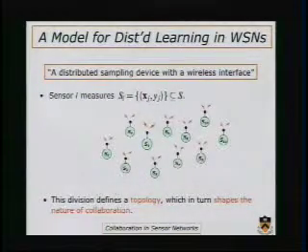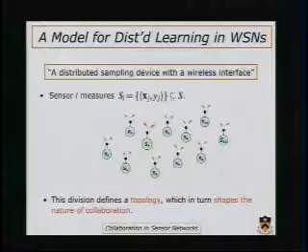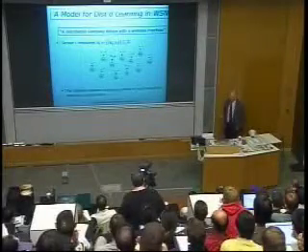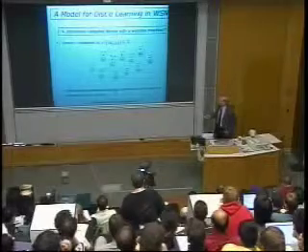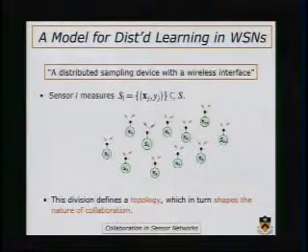Okay, so what does this have to do with sensor networks? Well, let's think about a situation where we have a sensor network, which we can think of as a distributed sampling device with a wireless interface. These sensors are out there taking data. Maybe they each have their own exemplar, or some set of the exemplars that they're measuring themselves. And they can communicate wirelessly in some way.